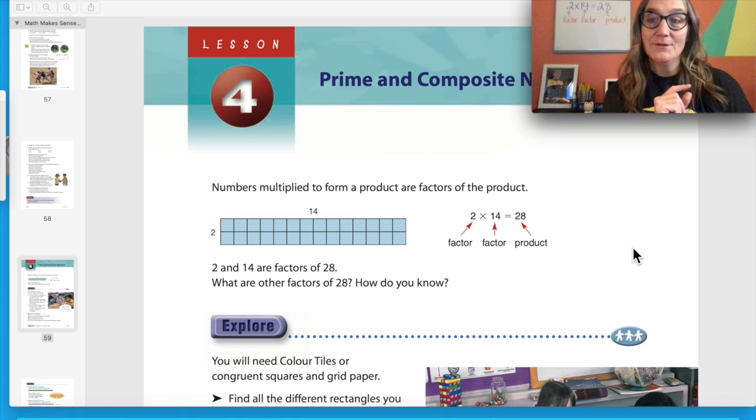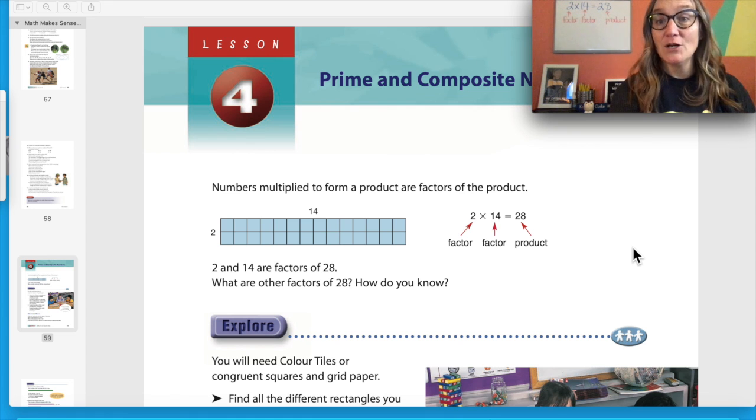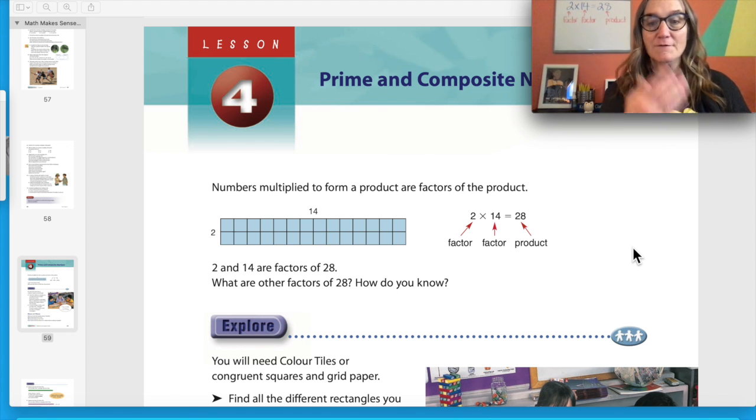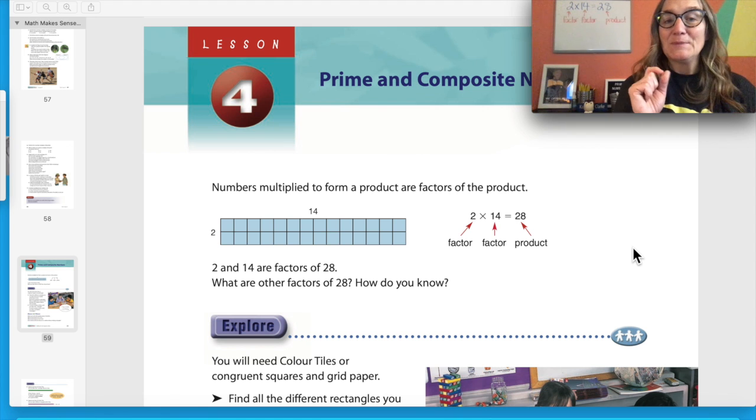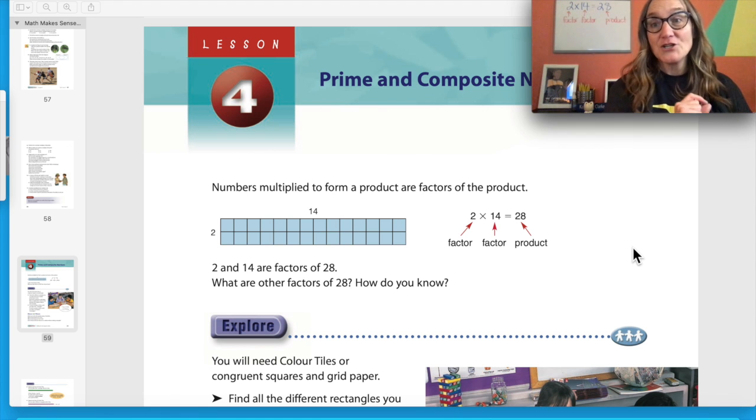Video for Unit 2, Lesson 4, Prime and Composite Numbers. So if you look on page 59 at the beginning of Lesson 4, this is what you will see. We learn that numbers multiplied to form a product are factors of the product.